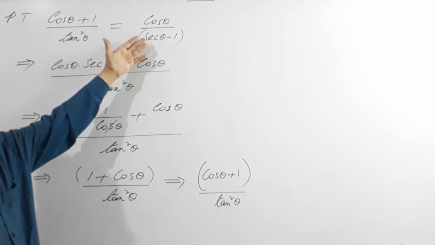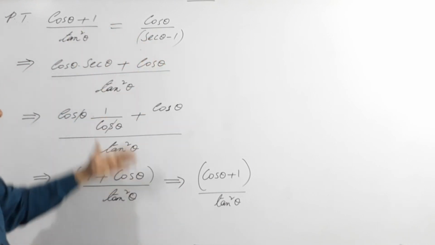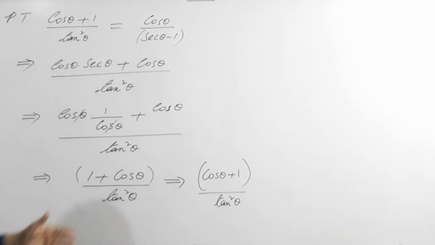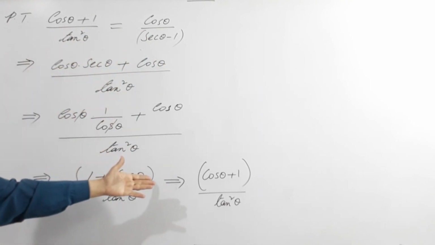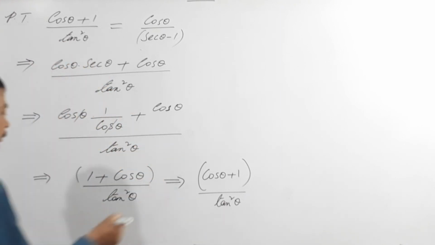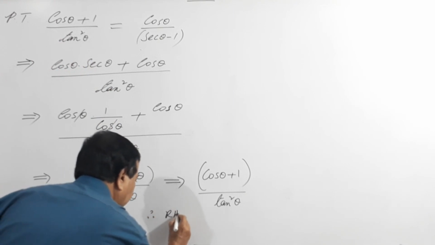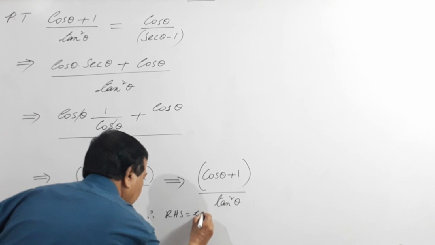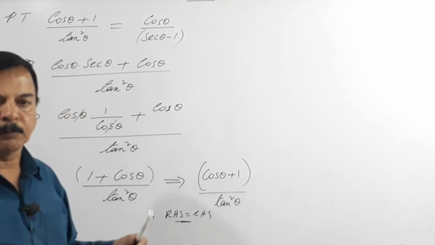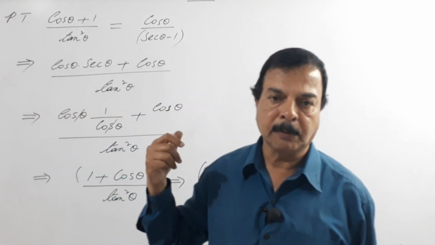We started with cos theta divided by secant theta minus 1, multiplied with the conjugate, and we worked all this. Finally we have to prove that the right hand side is equal to the left hand side. We got it. Left hand side is cos theta plus 1 divided by tan square theta. Therefore RHS equals LHS, hence proved. Very simple problem for you to do. So we'll go for the next problem.